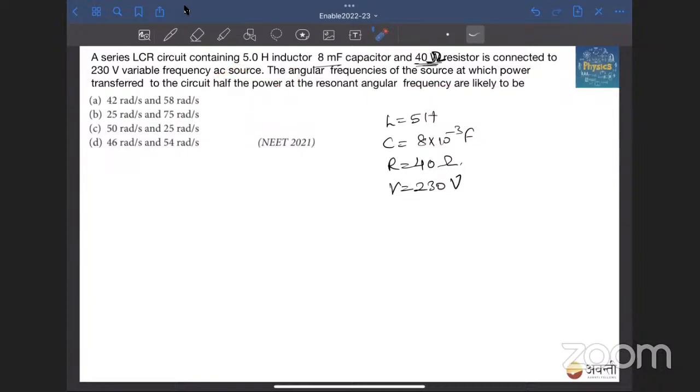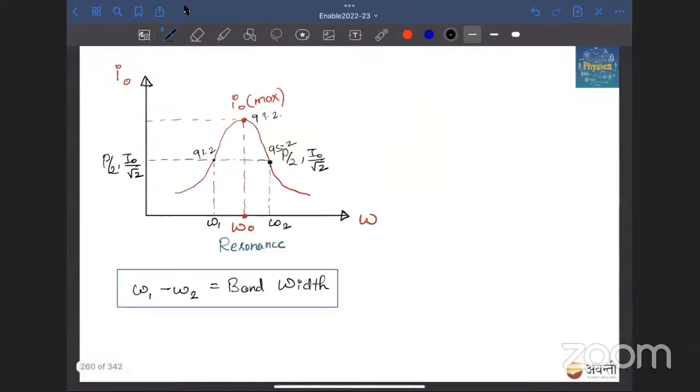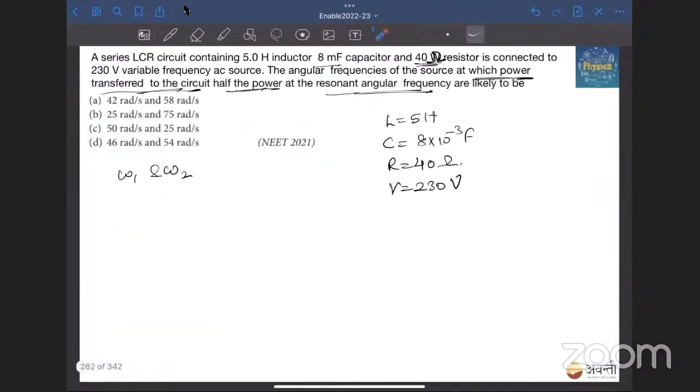So it is telling you that you have to find the angular frequencies, which means you have to find omega 1 and omega 2 for which the power transferred to the circuit is half the power at the resonant angular frequency. Do you remember what I taught you? Half the power. Where does the power halve? Here, where the current becomes I by root 2. So basically it is asking for the bandwidth frequencies, right?